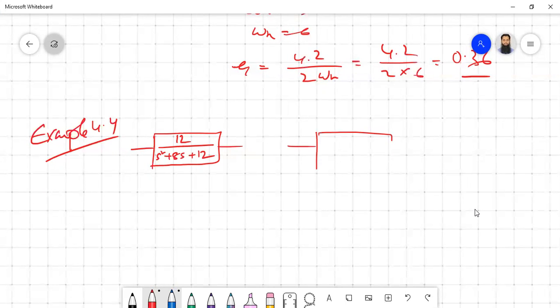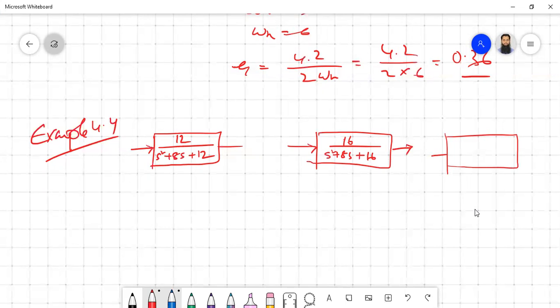Then the next one is 16 divided by s square plus 8s plus 16. One thing you have to carefully observe whenever you're solving something, it's better always to observe. So observing makes things easier.